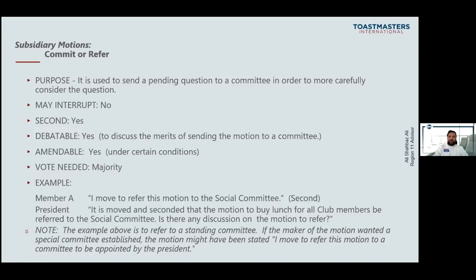So here are some restrictions. We cannot interrupt the speaker. It has to be seconded. It is debatable, it is amendable, and a majority needs to vote for it. Example: I move to refer this motion to a social committee. And this has happened many times, especially at the district council. I've seen it happen at club meetings also.